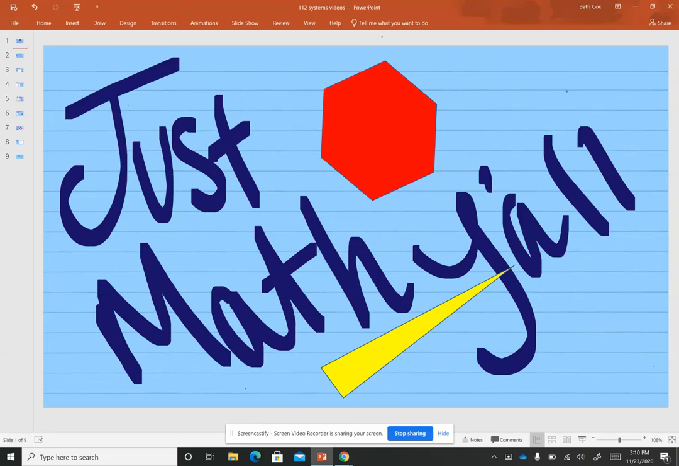We are doing systems of linear and nonlinear inequalities. Systems of inequalities. Here we go. We got one more example. It's a big one.